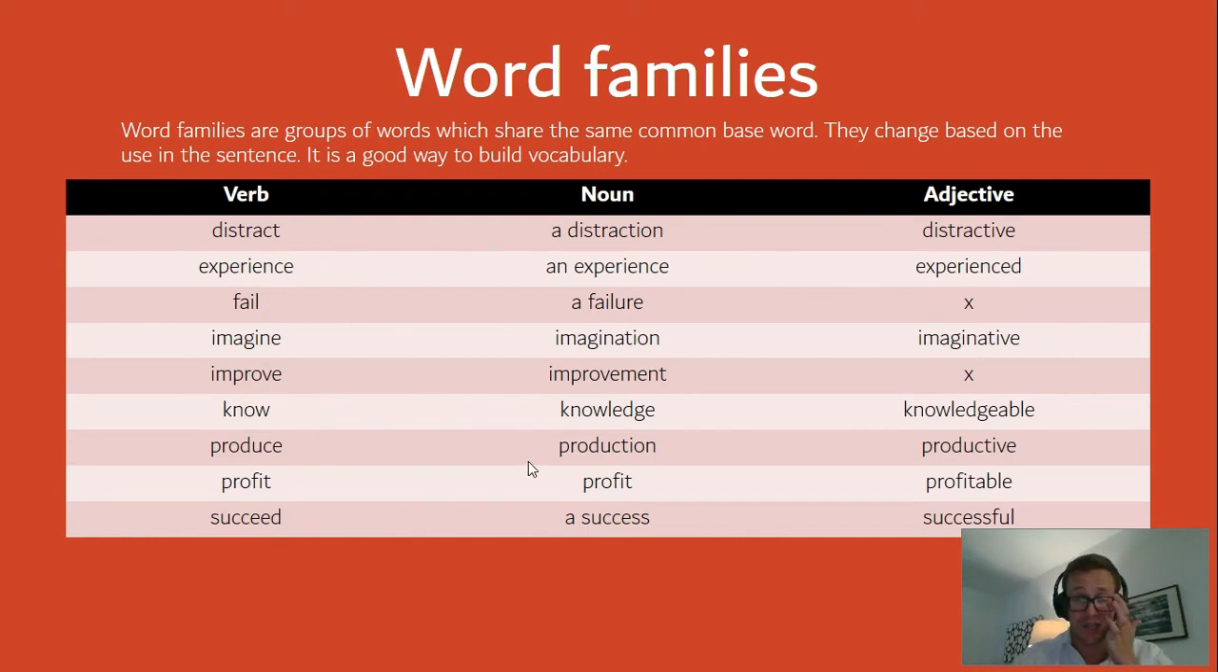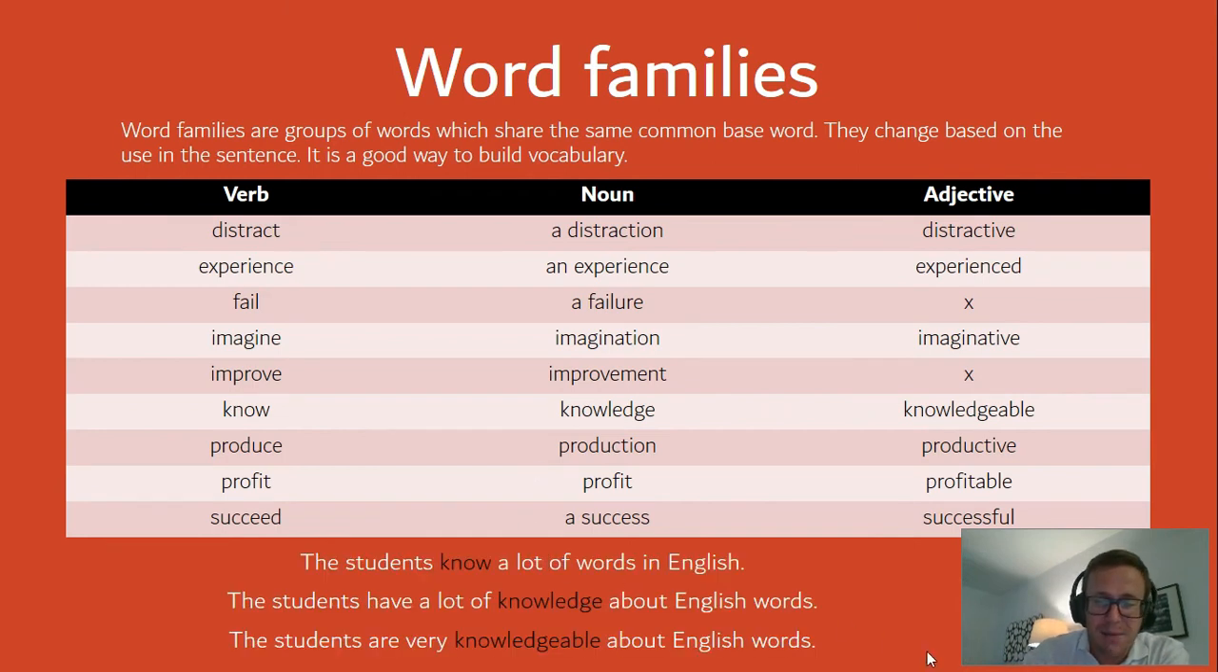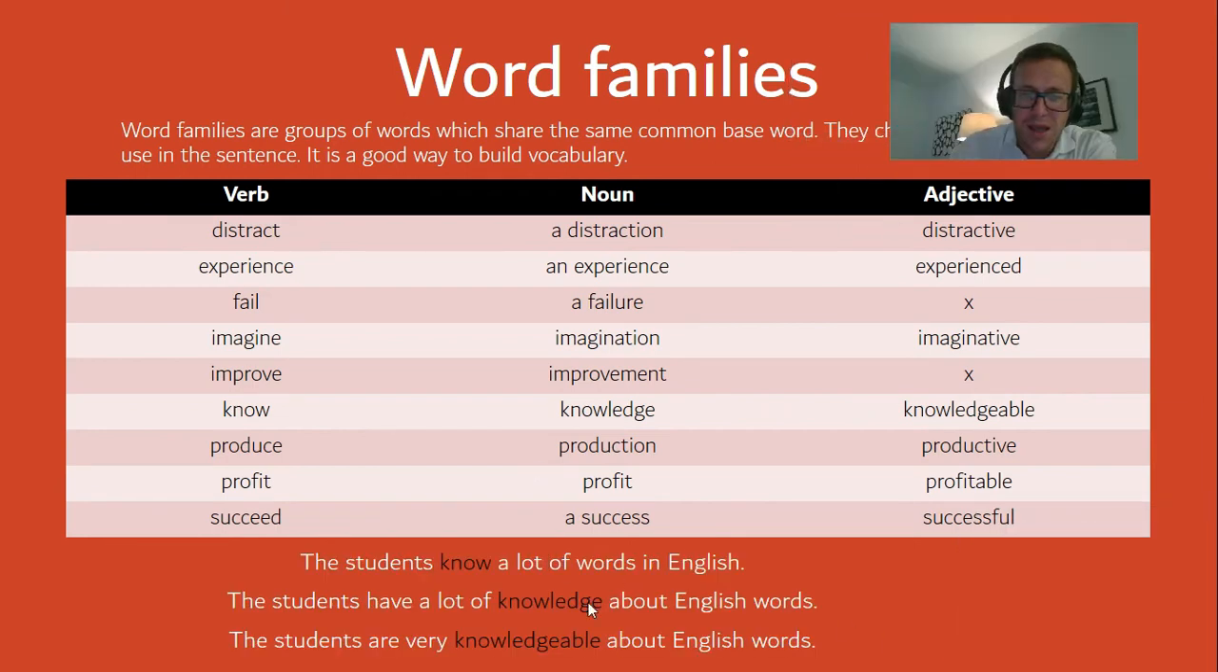Here's an example of 3 sentences. The students know a lot of words in English. The students have a lot of knowledge about English words. The students are very knowledgeable about English words. So all 3 sentences are similar, but they use a verb for know, a noun for knowledge, an adjective knowledgeable. So this is what we can do, and you can show your higher level of English now if you start using longer words like these.